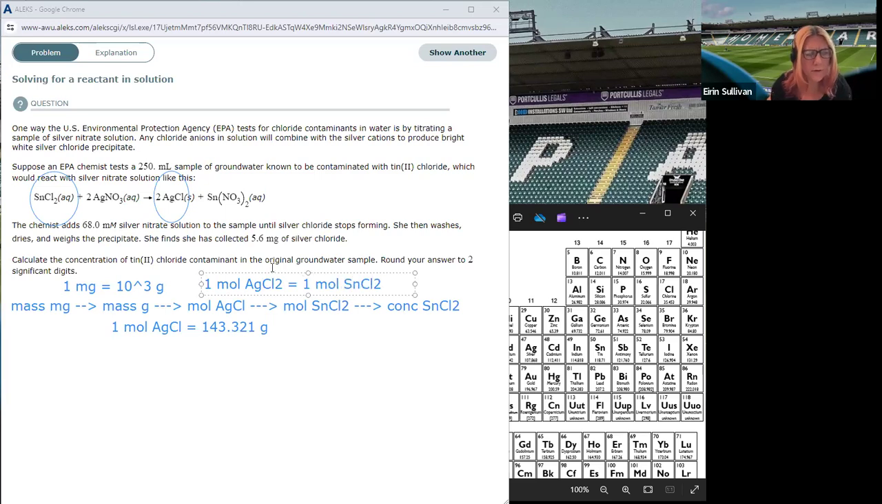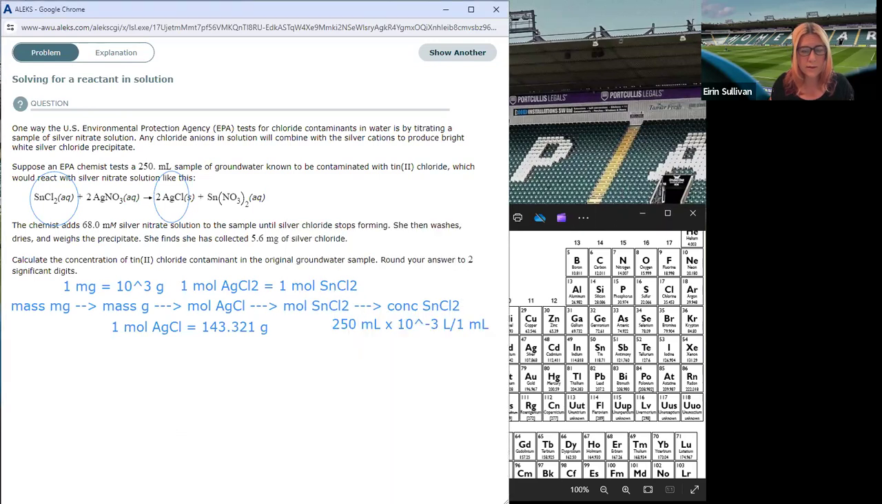Now, we're asked for the concentration of tin 2 chloride. Okay, I was just checking we weren't asked for the concentration of chloride ions or something. And then to get to the moles of tin 2 chloride, from the moles to the concentration, we're just going to use the volume, which is 250 milliliters, and we're going to have to convert that into liters. Okay, so 10 to the minus 3 liters for every 1 milliliter. Okay, so that is everything that we are going to need.